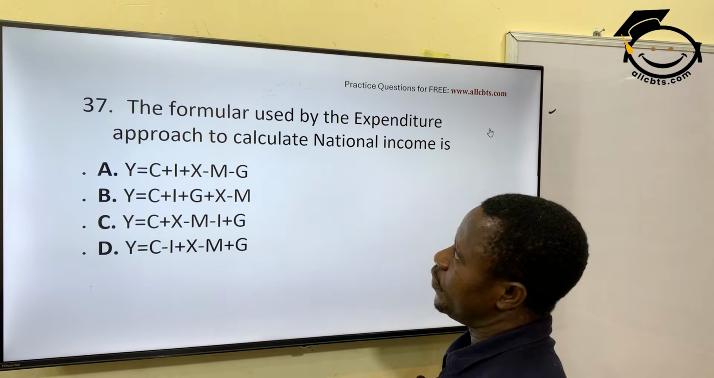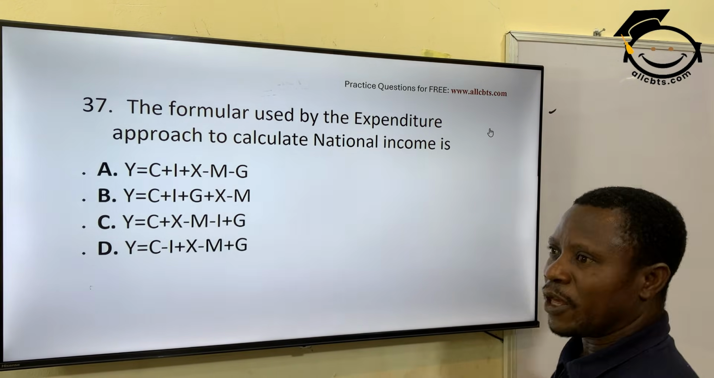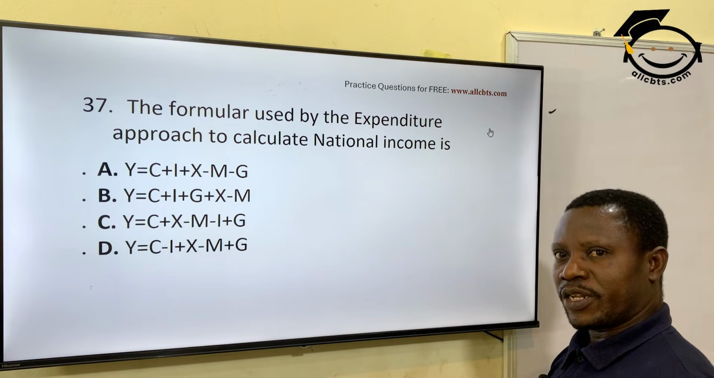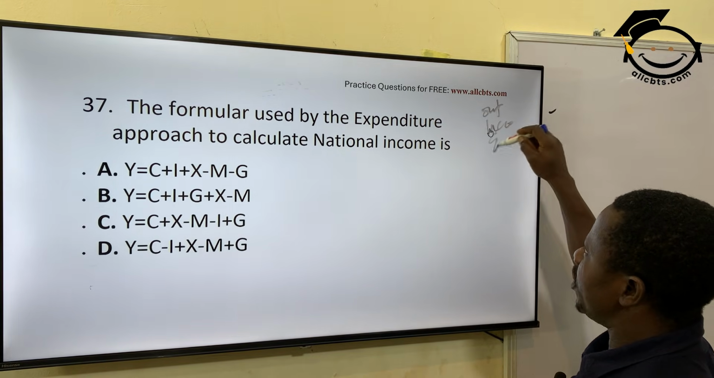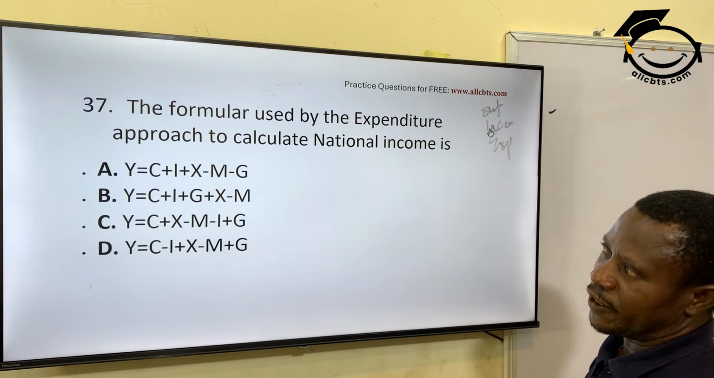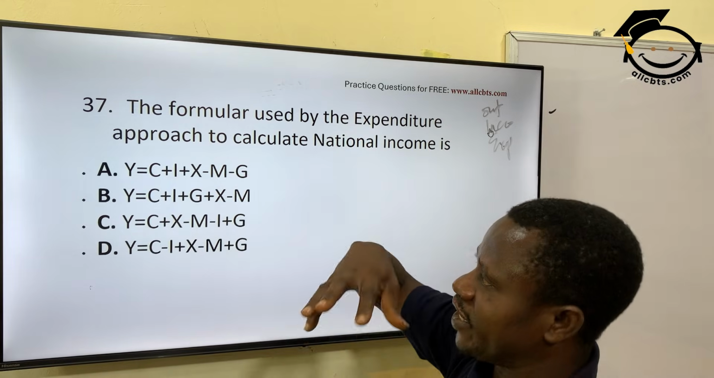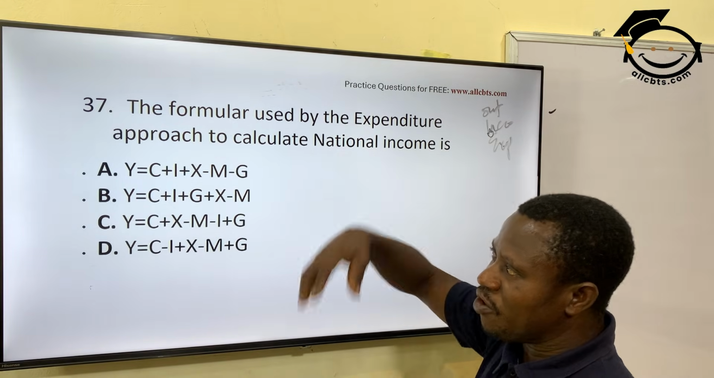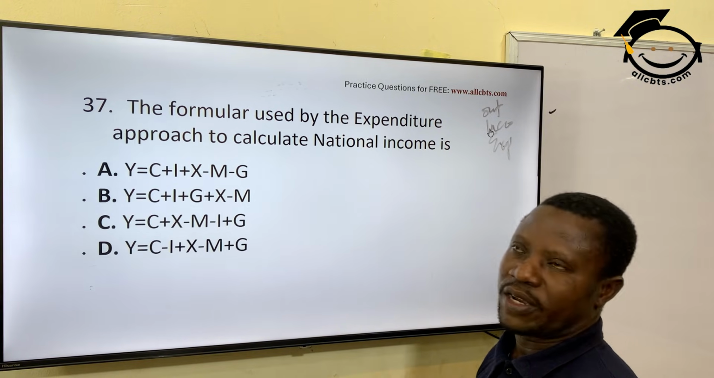The next question, the formula used by the expenditure approach to calculate national income. We have many methods, many approaches to calculate national income. We have output approach, we have income approach, then we have expenditure approach. Okay, so the one for expenditure approach is talking about the expenses. You must have government expenditure in it. If there's no government expenditure in it, then it's not correct.